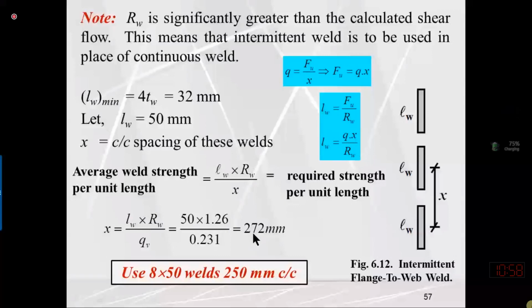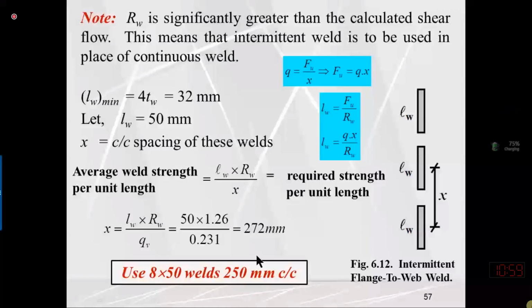So the maximum center to center distance between the welds can be kept as 272. We will round this value to the lower side, maybe to a multiple of 25 mm. We can use any X value less than this value. So to bring this value within the safe limit, we are using the center to center distance between the welds as 250. So we are using a weld 8 mm thick, length of the weld 50 millimeter, and center to center distance 250 along the length. So this is the weld we are going to provide. How this weld will be provided, I will explain.